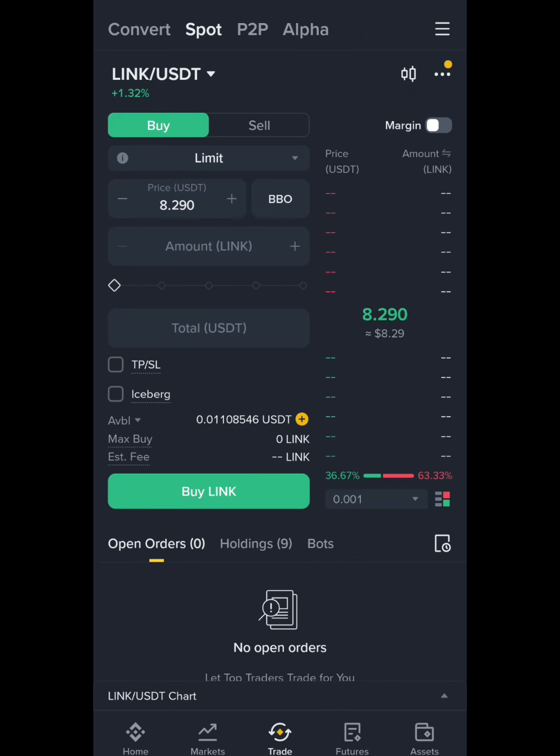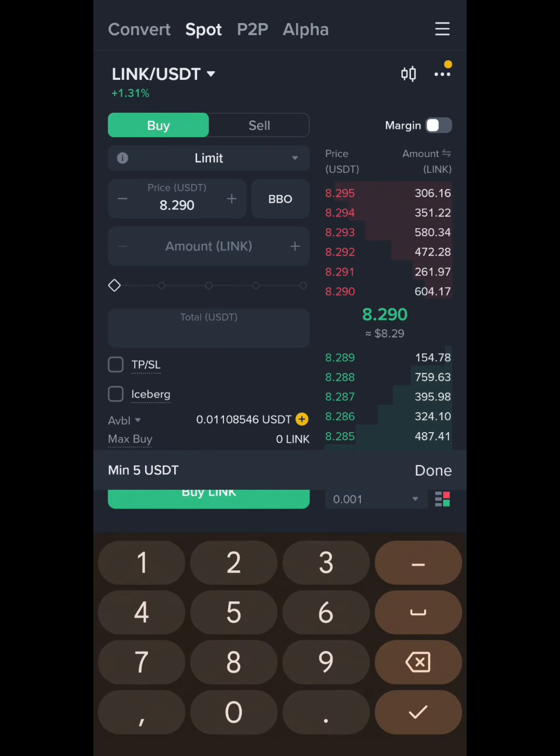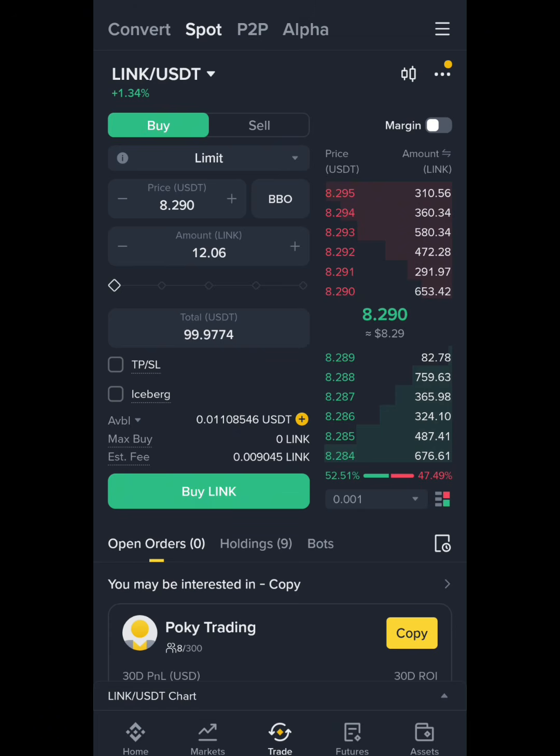So let's start with link. We'll be doing a simulation with this. Why I didn't want to use link is because of the price. One link is like $8, and usually there are not many price differences here. So that's the challenge we have. So we are buying at 8.29. Remember that. We're buying with $100 and we got 12.09.